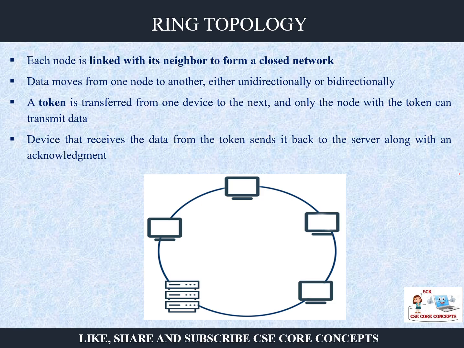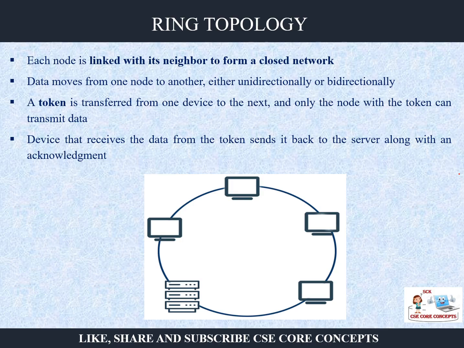Then comes your ring topology. As you can make out from the figure and of course its name, it is linked with the neighbor in the form of a closed network. So the data will move from one node to another node to another node. The data can flow either unidirectionally or bidirectionally. Unidirectional means only in one direction, and bidirectional means both directions.